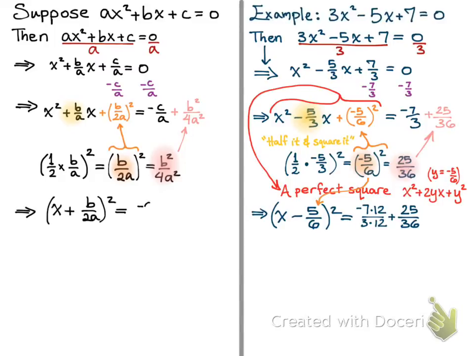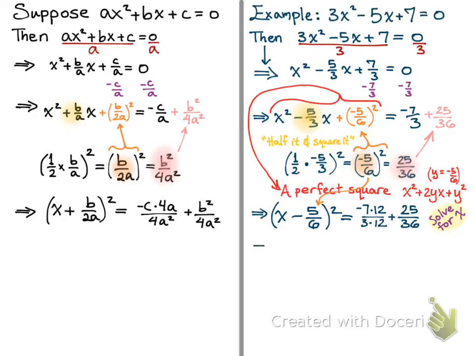This implies that x plus b over 2a quantity squared is equal to negative c times 4a over 4a squared plus b squared over 4a squared. So again, you can see on the right we're just finding that common denominator of our two fractions, in this case 4a squared. Now what we want to do is we want to solve for x.